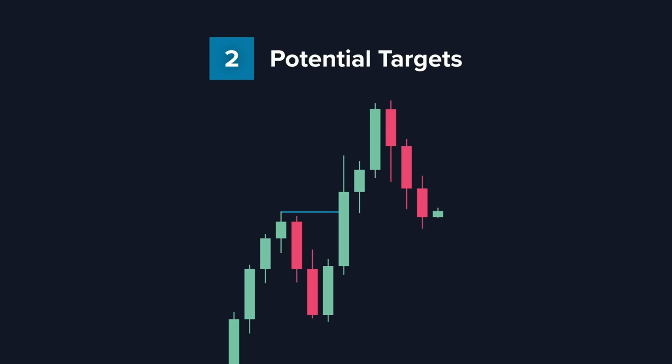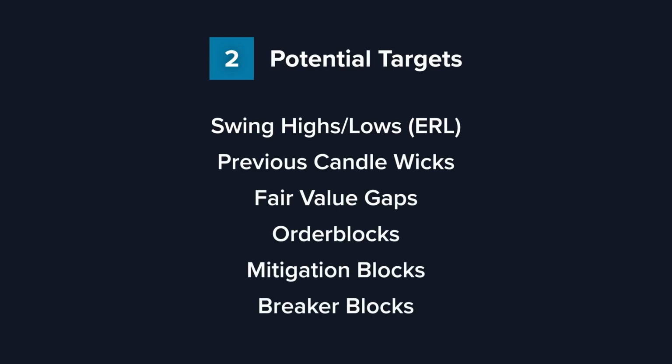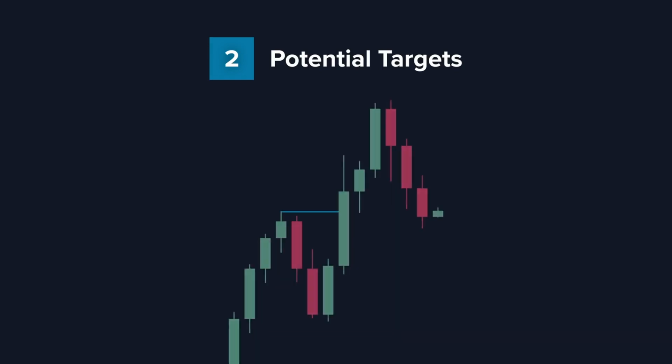But this only tells us what the market did previously and not what it intends to do next. So let's now move on to the second step, which involves identifying potential targets. And when we talk about targets, we are referring to any PD arrays on the chart that the market might target to create its next move. And these can be previous swing highs and lows, the wicks of the previous candle, fair value gaps, order blocks, mitigation blocks, or breaker blocks.